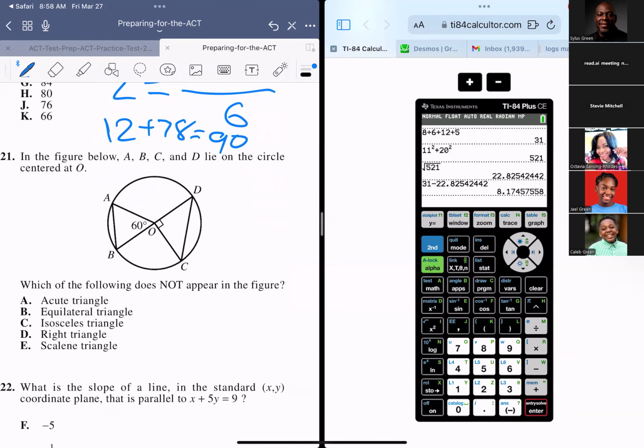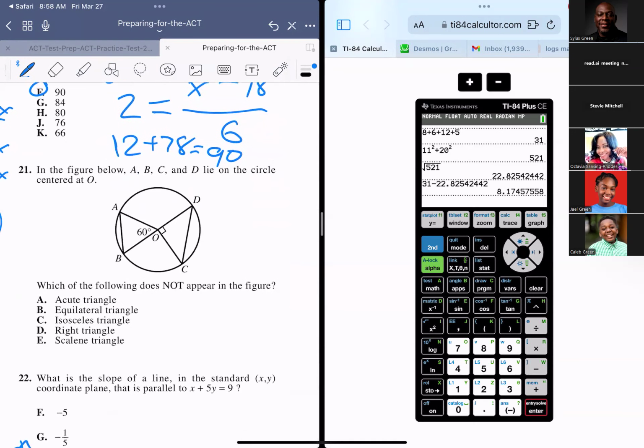Okay. In the figure below, A, B, C, and D lie on a circle centered at O. Which of the following does not appear in the figure? Okay. So this one is asking, like, what type of triangle does not appear in the figure?